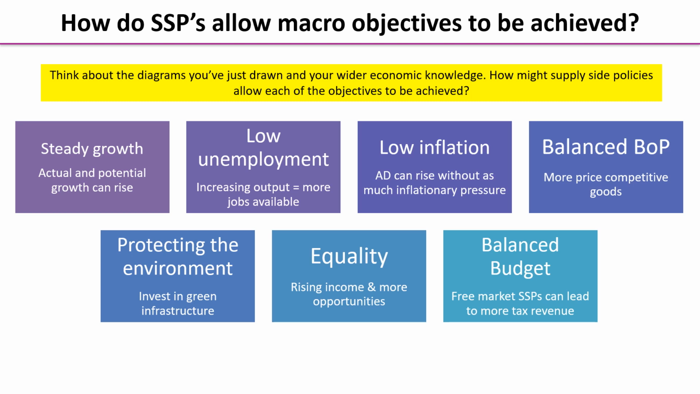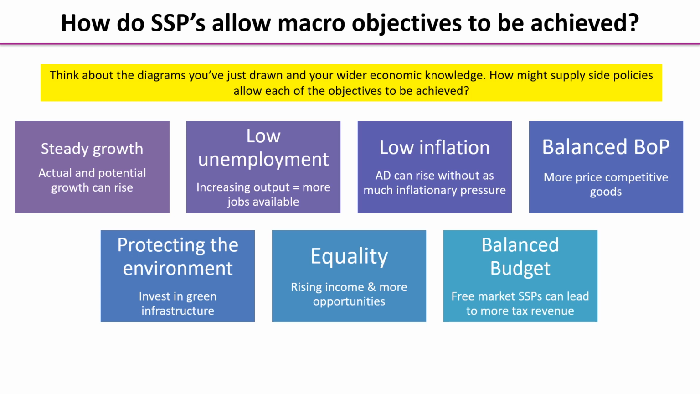So starting on the top row on the left, steady growth. I always think it's really helpful to split growth into short run and long run. So long run growth is when the productive potential of an economy increases, and as we've already said, you could illustrate this with a PPF diagram or with an ADAS.